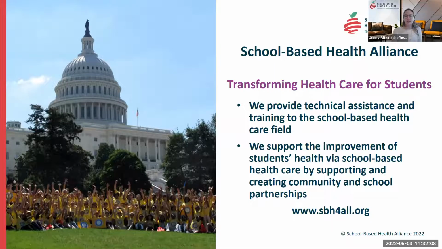At the School-Based Health Alliance, we believe that all children and adolescents deserve to thrive, but too many struggle because they lack equitable access to healthcare services. School-based healthcare is the solution, bringing healthcare to where students already spend the majority of their time, in school. When schools, families, students, and the community work together, students win.